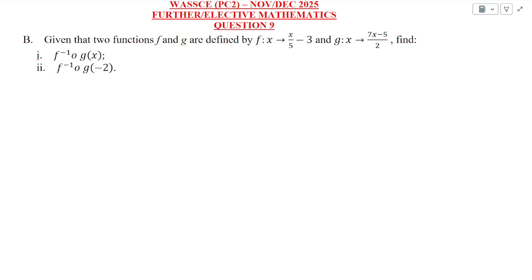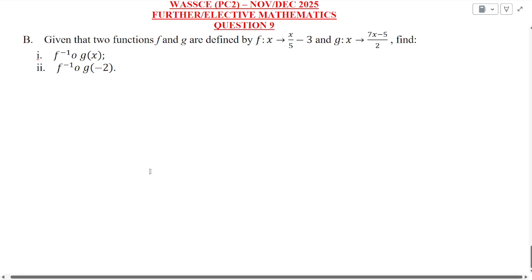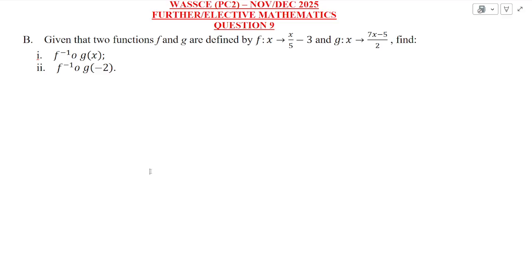All right, so welcome to GBank's Mathematics, and the question we have here is from the WASSCE second series NOV 2025 elective or further mathematics.